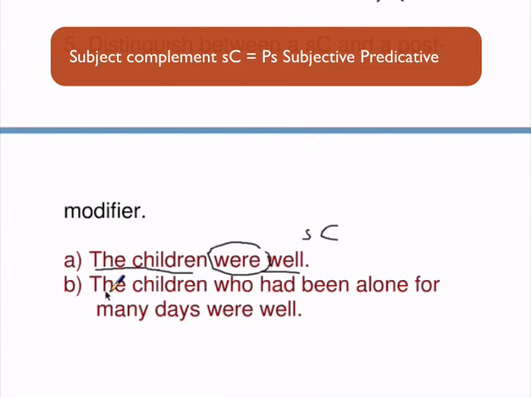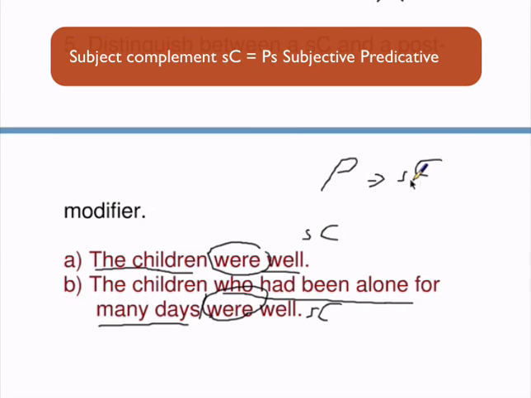Now look at B. This time, all of this is a subject, from the in the beginning to days. It's the children who had been alone for many days were well. This is the predicator, and this is the subject complement. Everything between the head of the subject and this finite verb, that's to say, this part, who had been alone for many days, this is the post modifier. It tells you more about the children. So the post modifier differs to a subject complement. A subject complement is always on the right-hand side of the predicator, whereas a post modifier is to the right-hand side of the head of a subject, or the head even of a direct object.